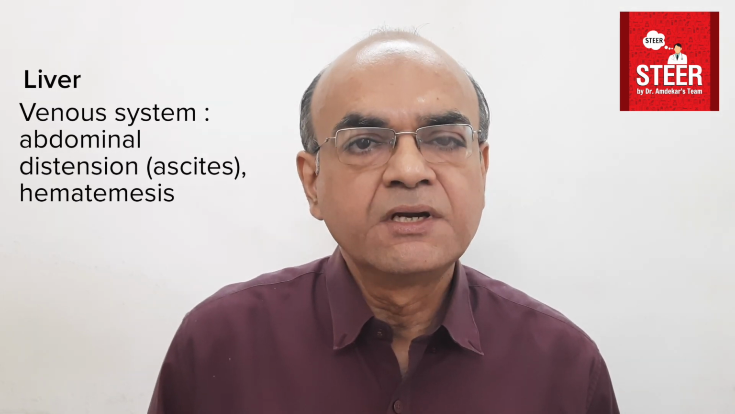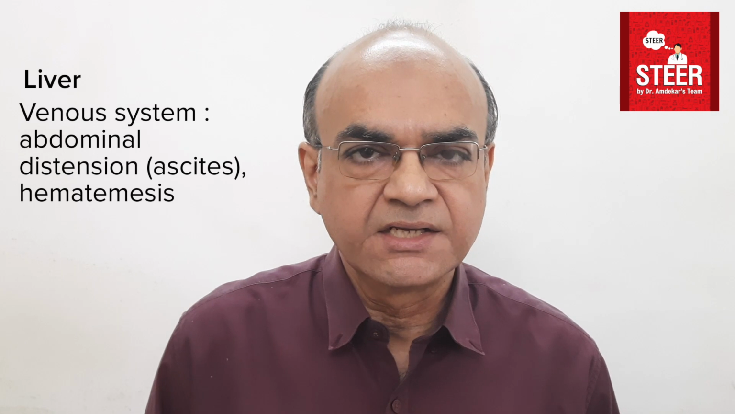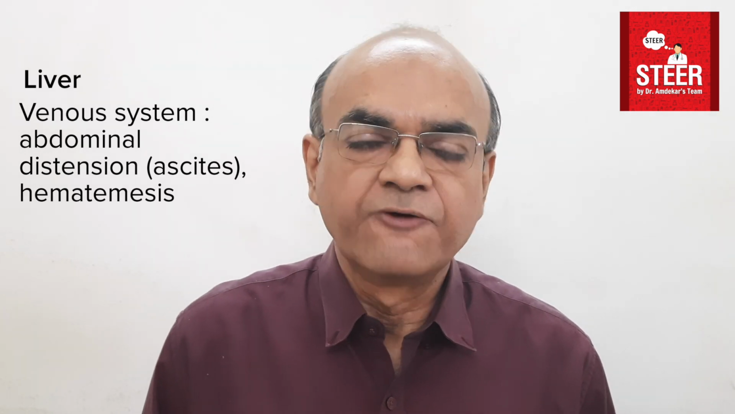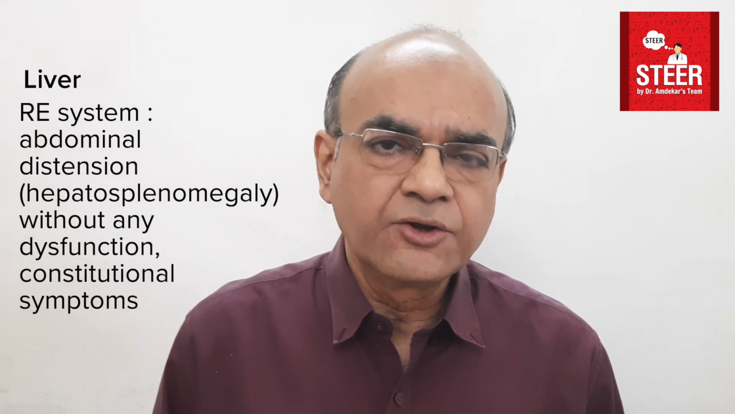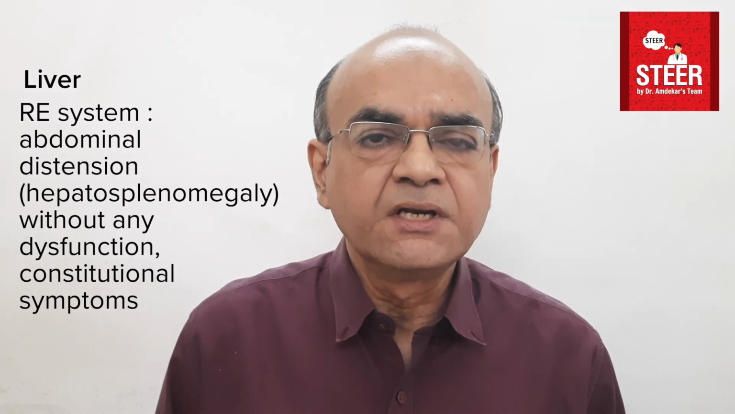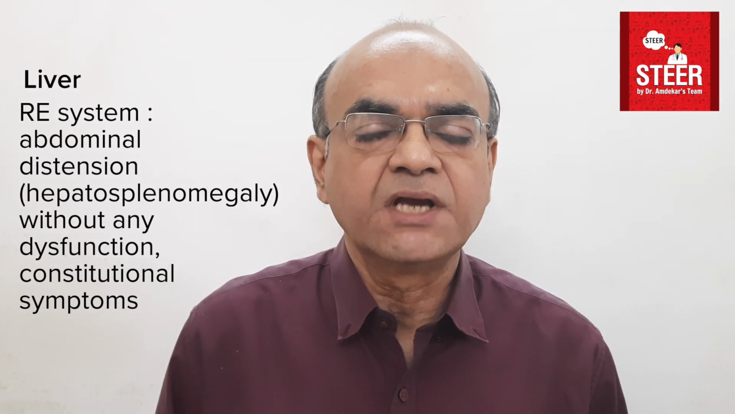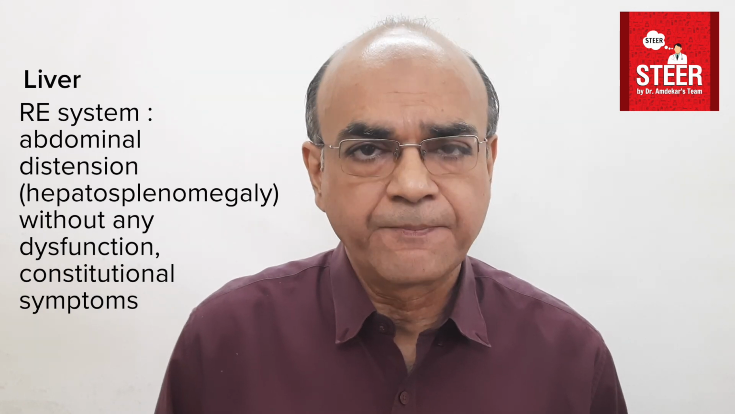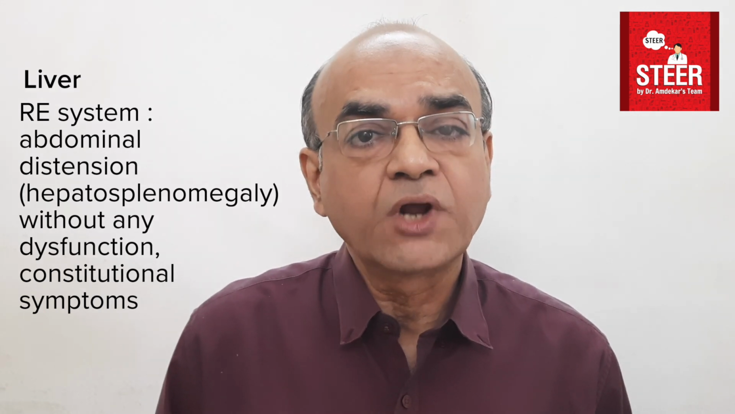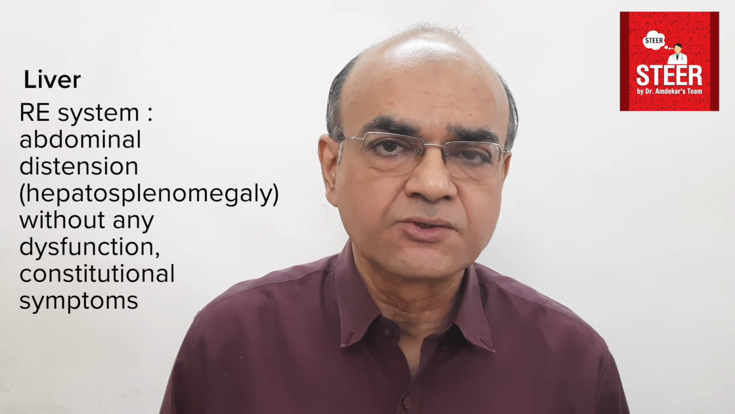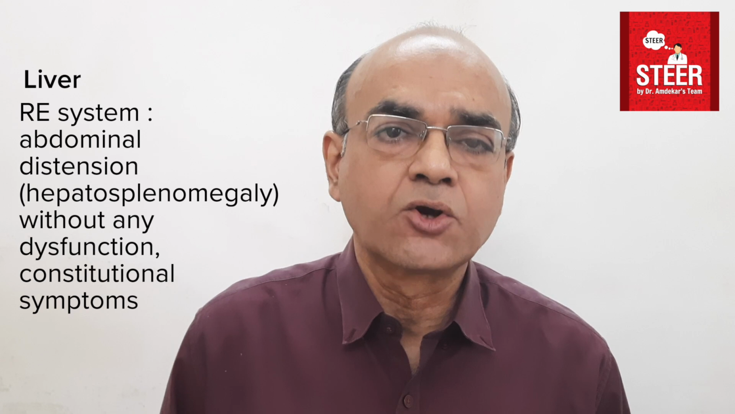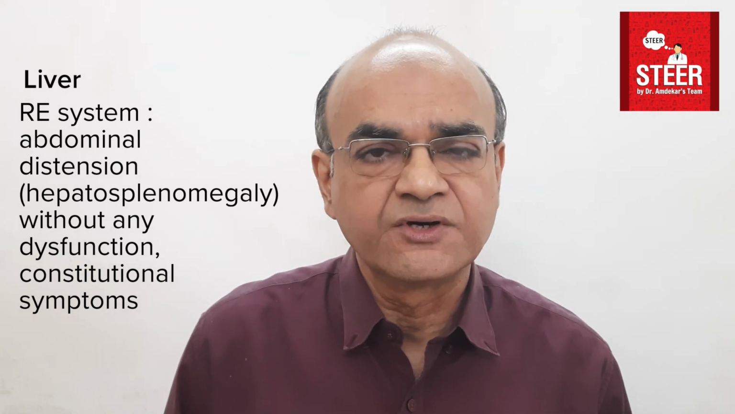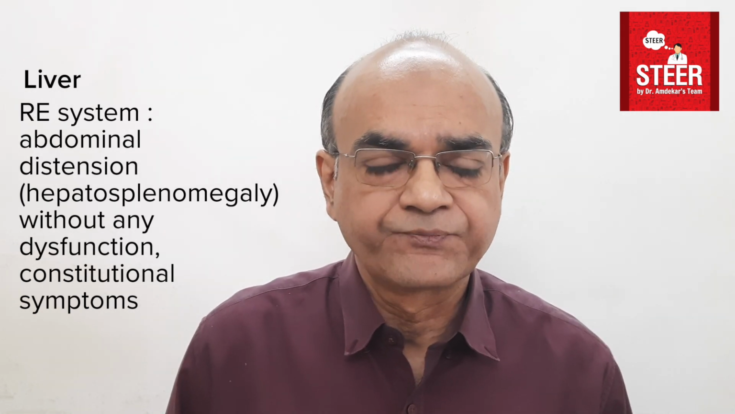We can localize the anatomy to the venous system if there are symptoms of portal hypertension like abdominal distension suggesting ascites or hematemesis. Of course, on examination we will find signs like splenomegaly. We can localize the anatomy to the reticuloendothelial system if the clinical symptom is only abdominal distension suggesting hepatosplenomegaly without any dysfunction of the hepatocyte, biliary tract or the venous system. Of course, there can be constitutional symptoms like fever, loss of weight, etc.